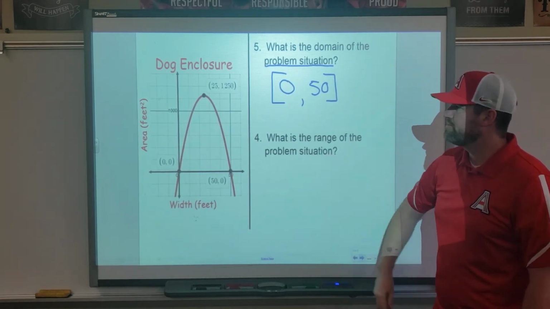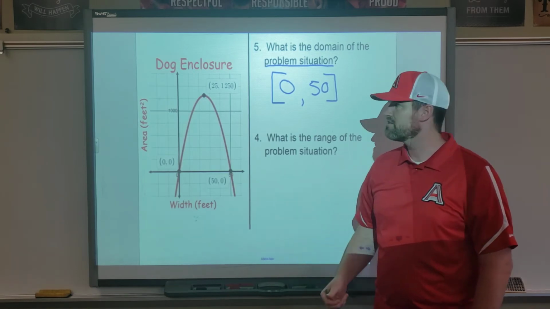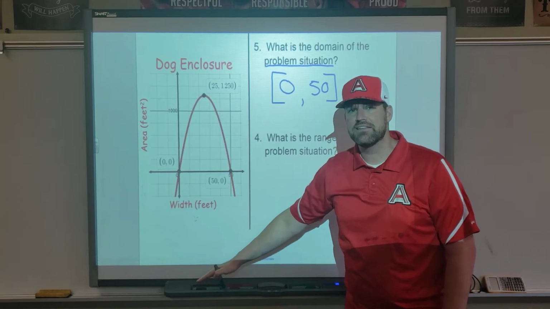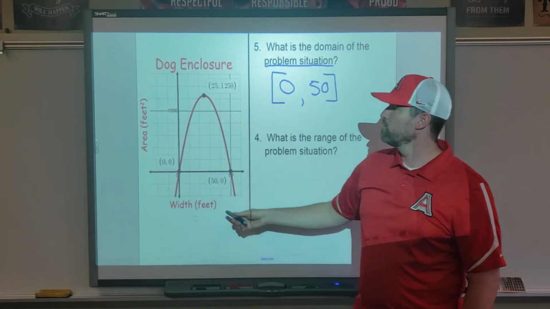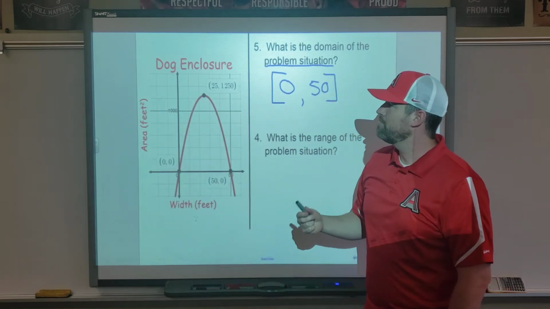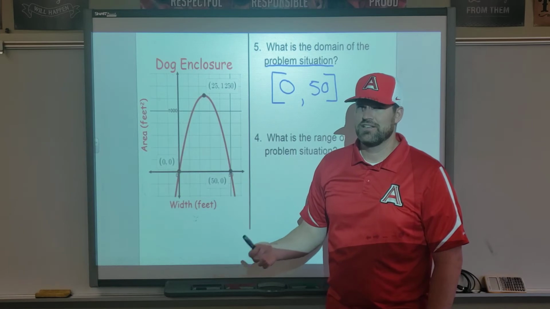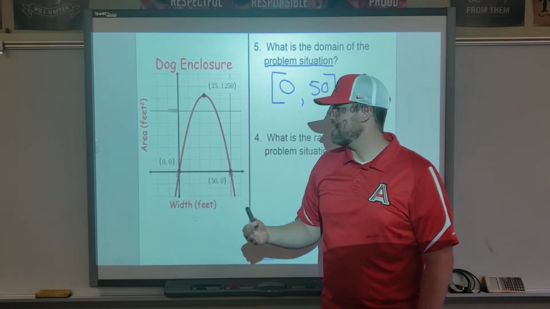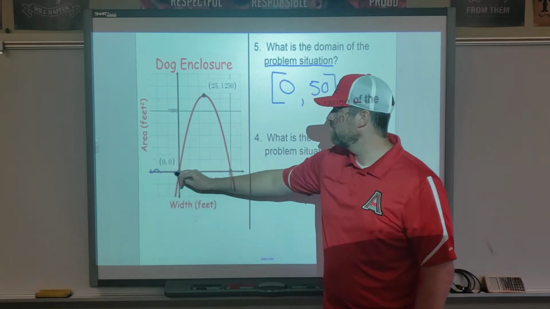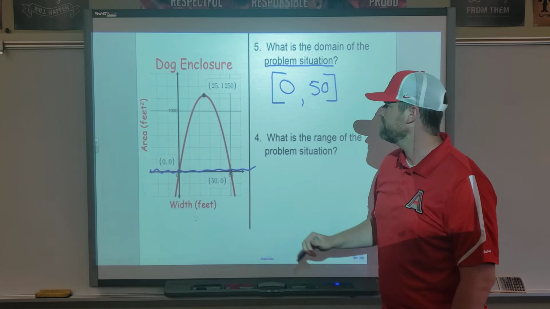Similarly, the range of the problem situation is going to be different than the range of the function, because the range of the function would be from here down to negative infinity. But in terms of the problem, we're looking at the area that the fence could be. Is it possible for you to have a negative area when you build an enclosure? No, that makes no sense at all. It's not possible. So in context of the problem, we will never go below 0. 0 is the lowest area we can have.